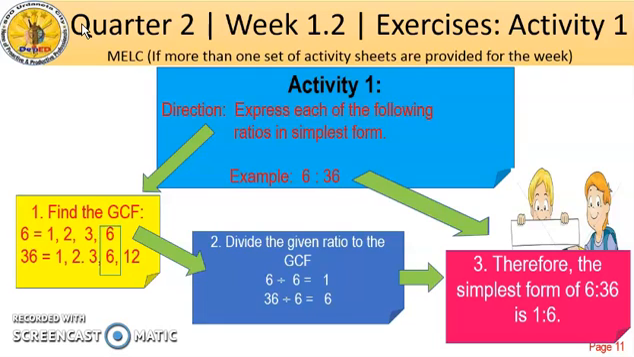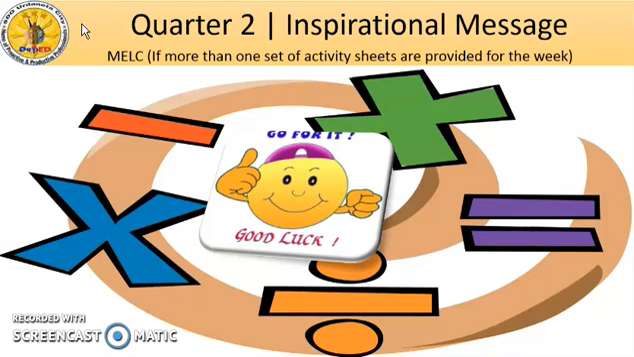Then, divide the given ratio by the greatest common factor, which is 6. So 6 divided by 6 equals 1, and 36 divided by 6 equals 6. Therefore, the simplest form of 6:36 is 1:6. This is the end of your instruction for your activity 1.